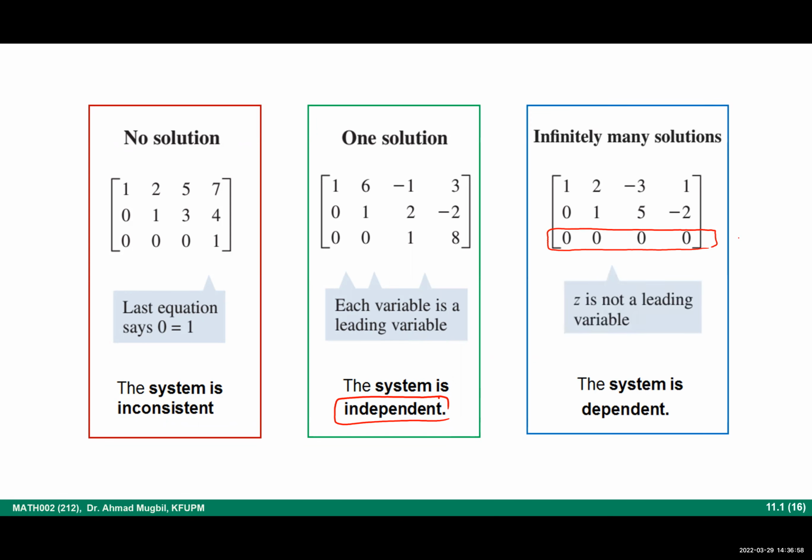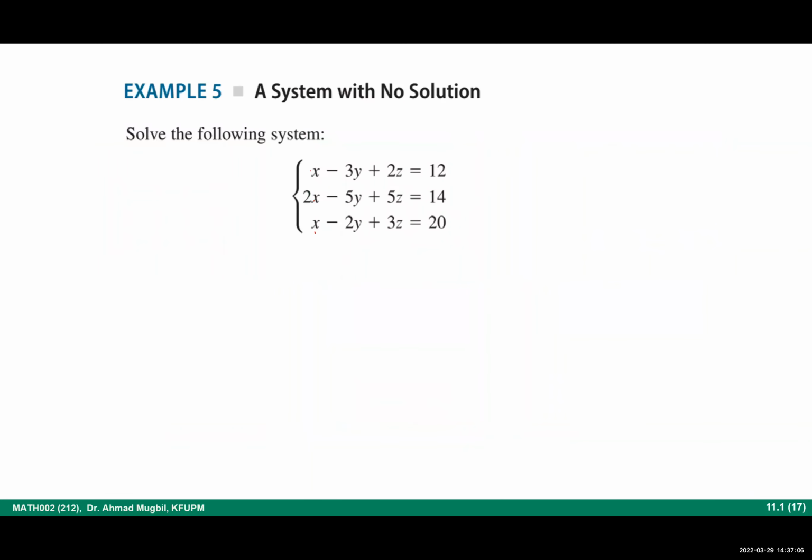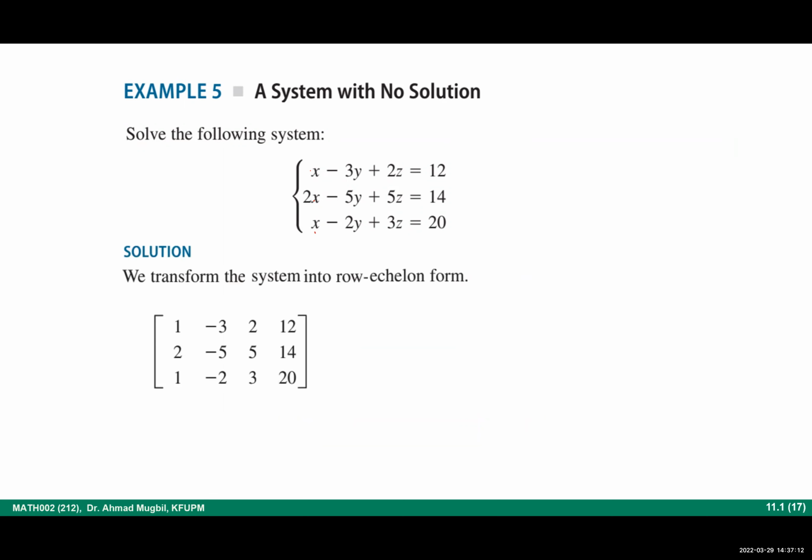is called dependent. Here we have z that is not a leading variable. It lost its 1. No coefficient for z here, so it is not a leading variable. What do you think this system is? You will write the augmented matrix. Now you need this to be 1, it is 1. You need now this to be what? 0, and this to be 0.